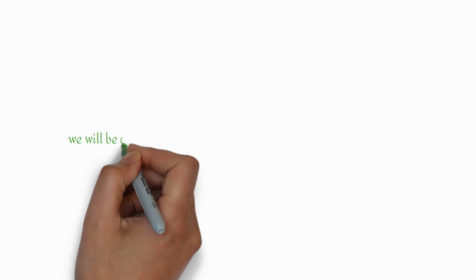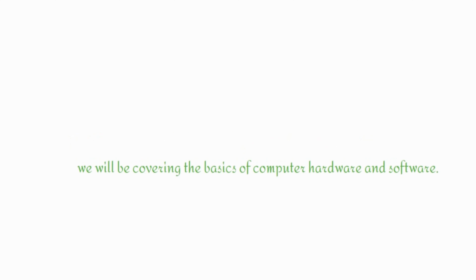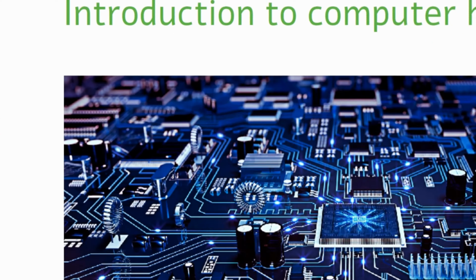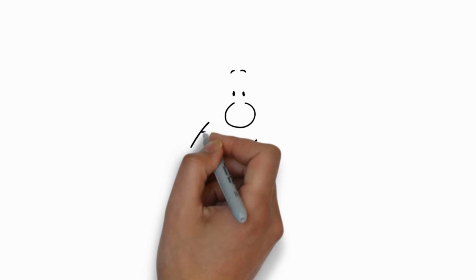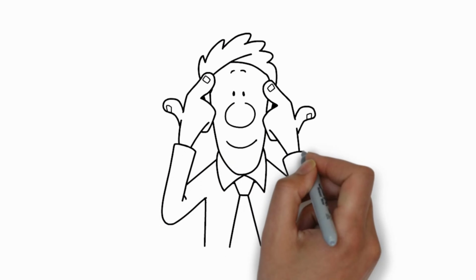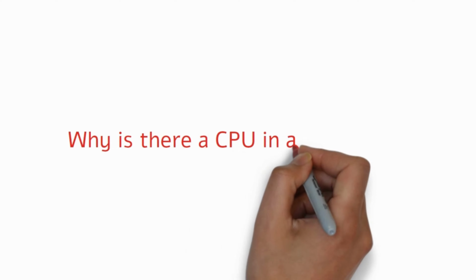Introduction to computer hardware and software. Welcome to the first module of our online course, Fundamentals of IT. In this module, we'll be covering the basics of computer hardware and software. First, let's start with the computer hardware. Hardware refers to the physical components of a computer system, such as the processor, memory, storage, and input-output devices. The processor, also known as the central processing unit, CPU in short, is the brain of the computer, responsible for executing instructions and carrying out calculations.